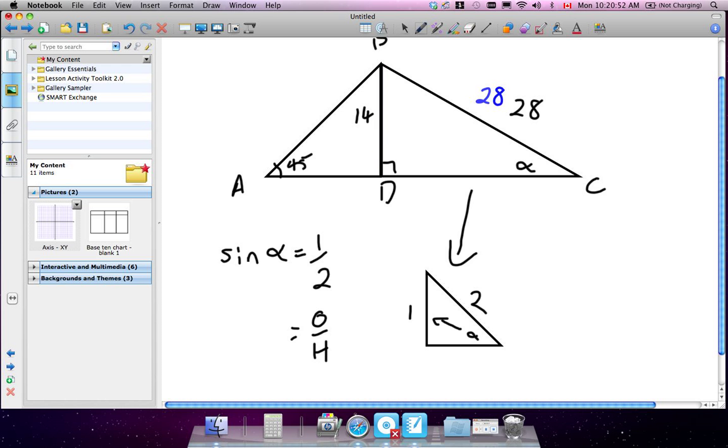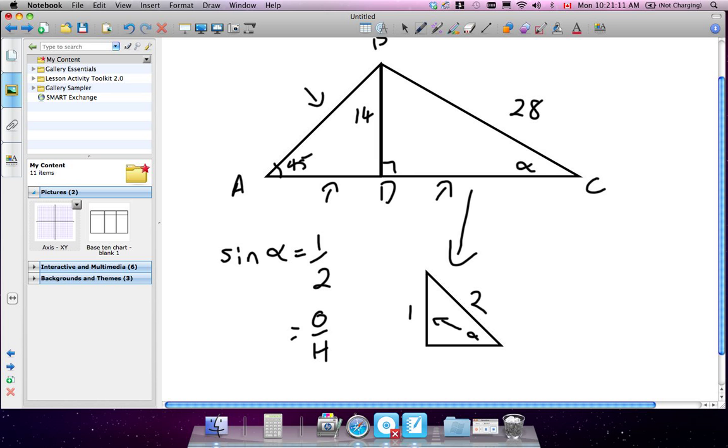Once you have this, you have enough information using Pythagoras to solve this side. You can also use sine law and cosine law to solve for this side and this side here. Do you remember doing those at all? No? Sine law and cosine law?